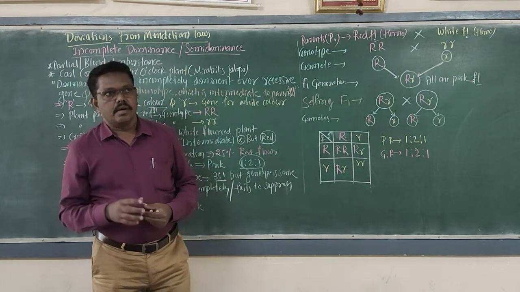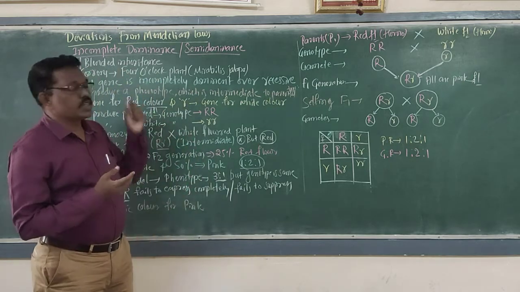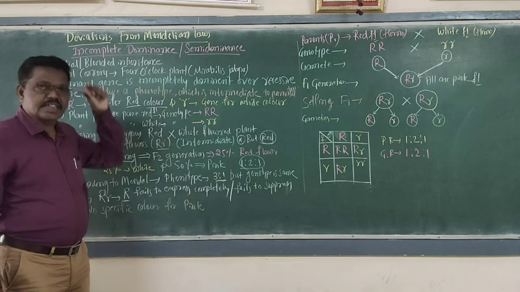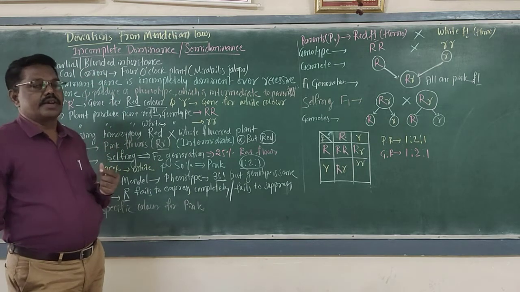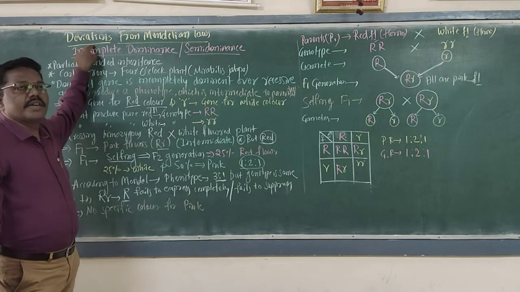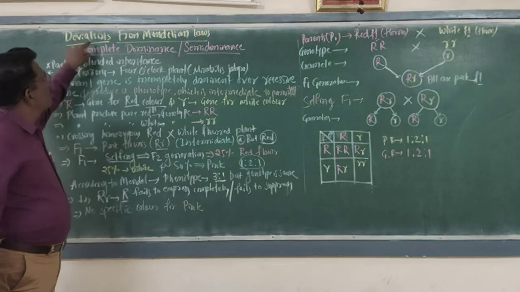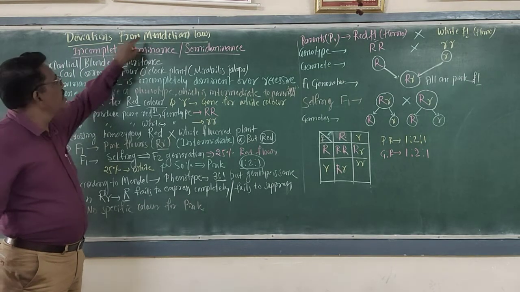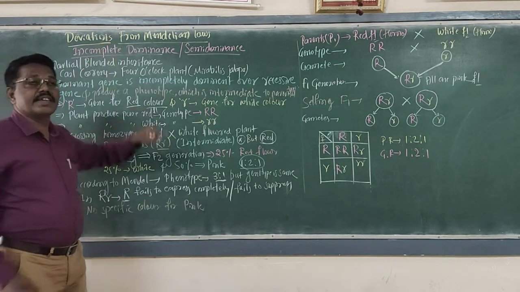But Mendel's laws do not apply successfully in all plants. Hence, in some examples, Mendel's law does not apply in some plant bodies. What do we call that? Deviation from Mendel's law. Here, in some cases, we can take an example.